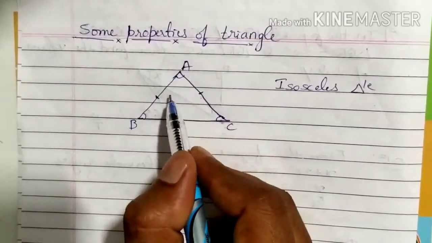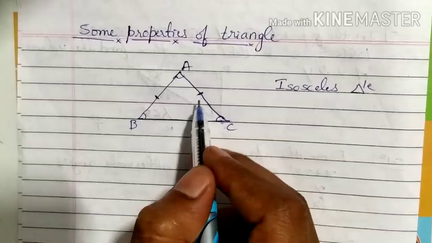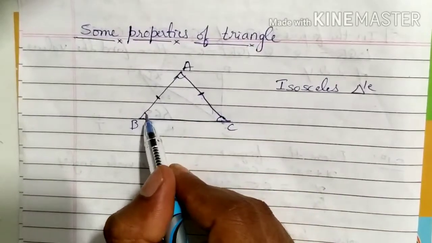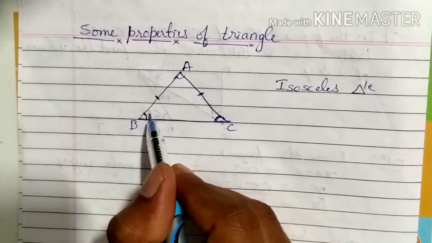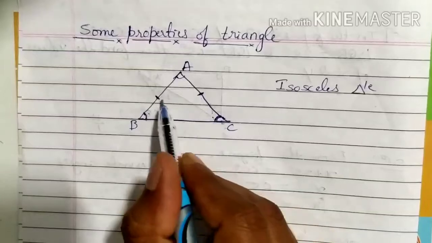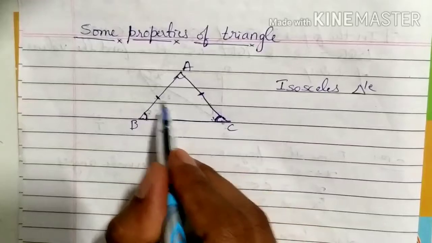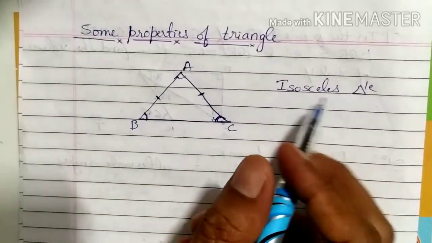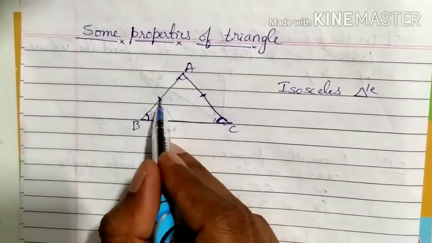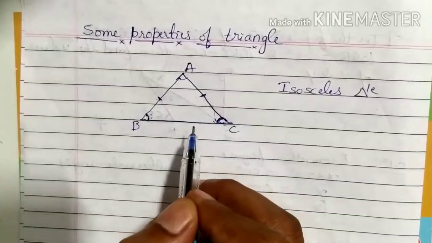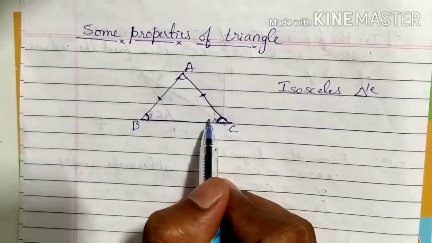Now the property of an isosceles triangle is, two sides are equal. If you measure these two angles using a protractor, then these two angles will be the same, which are opposite to the equal sides. So we have the theorem that angles opposite to equal sides of an isosceles triangle are equal. If this is 60, then this angle is also 60.